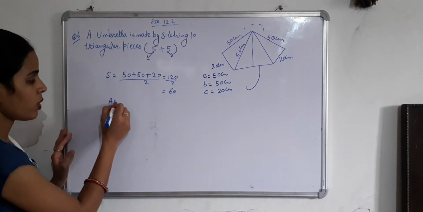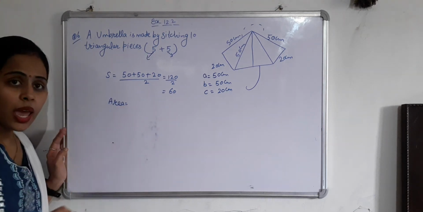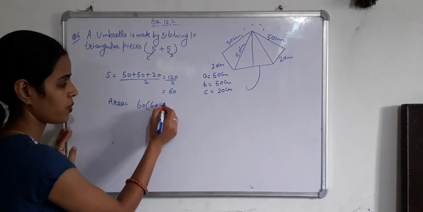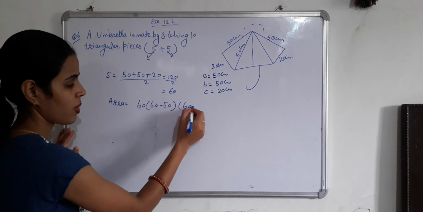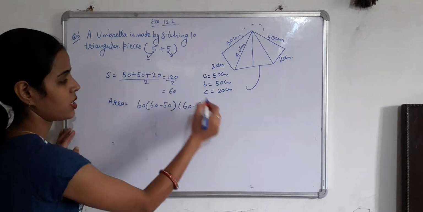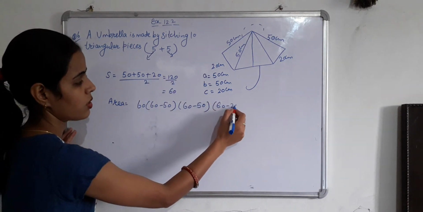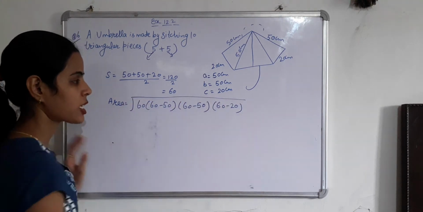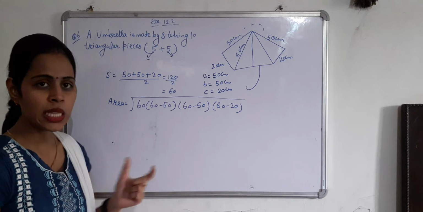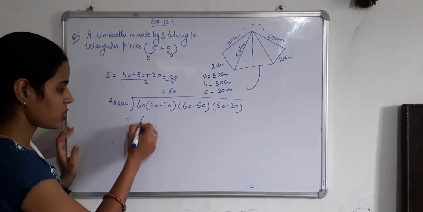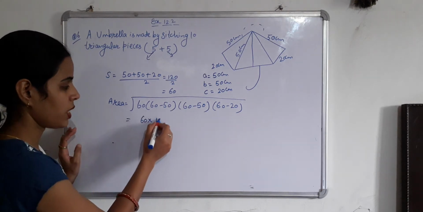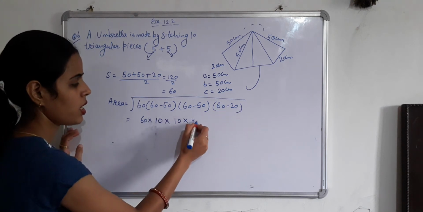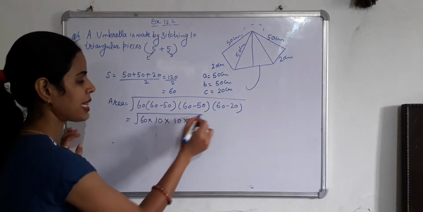Then area equals root of S into S minus A, S minus B and S minus C. That is 60 into 60 minus 50, 60 minus 50, and C is 20, so 60 minus 20. All these terms lie in root. Write 60 as it is. 60 minus 50 is 10, 60 minus 50 is 10, 60 minus 20 is 40. All these terms lie in root.